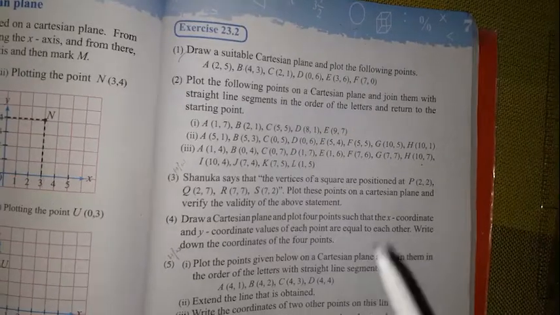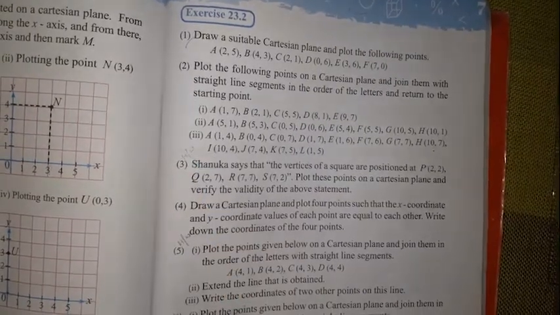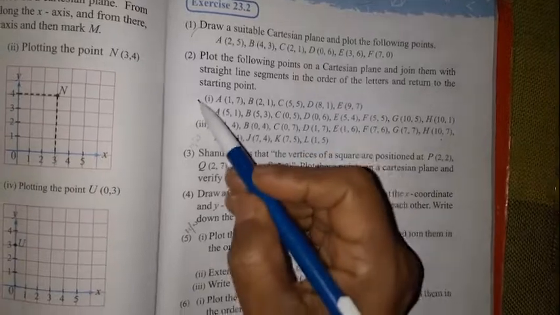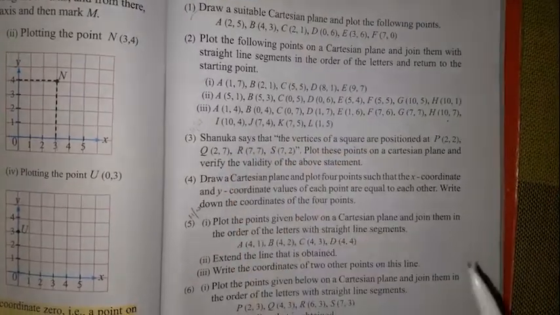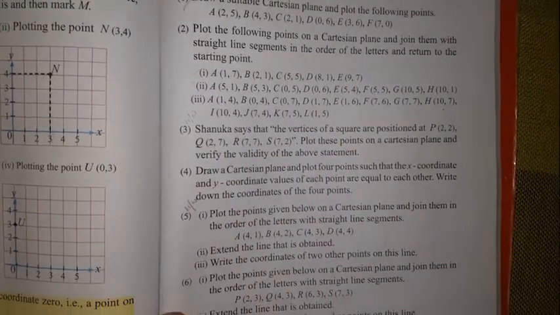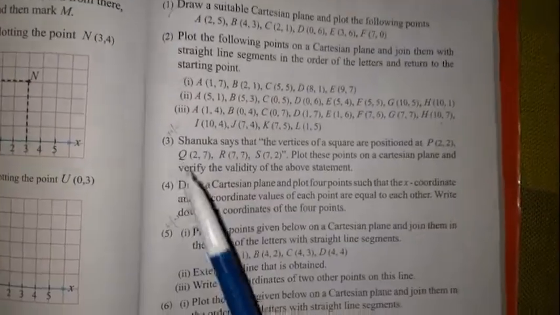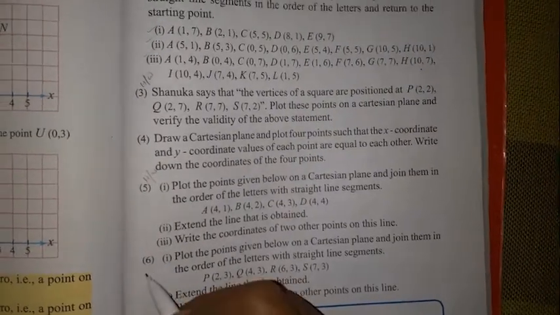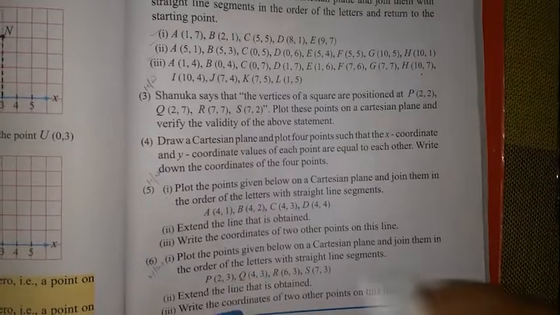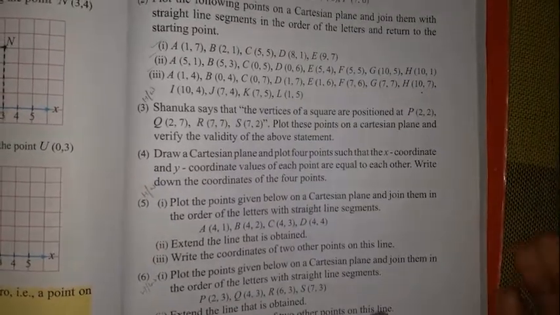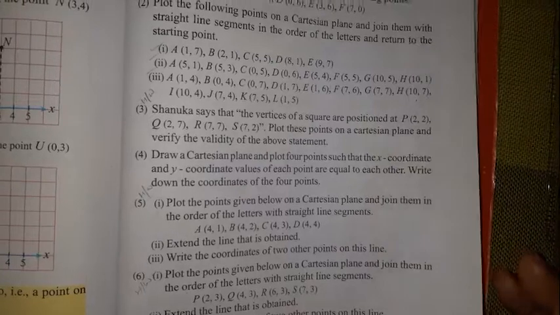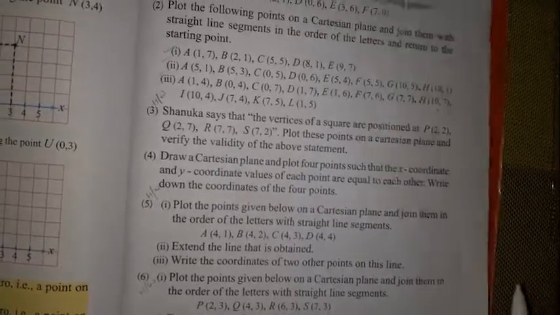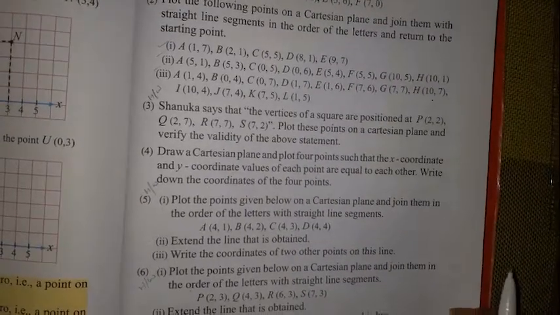23.2, question number 2 for homework. You have to draw 3 different Cartesian planes. Question number 3, 4, 5 and 6 for homework. Please do all the homework and submit on time. Please draw neatly.